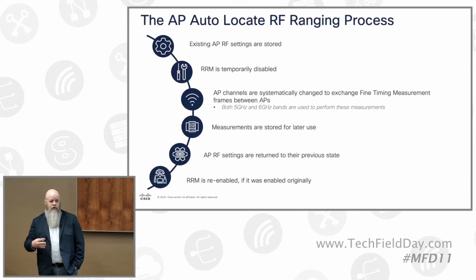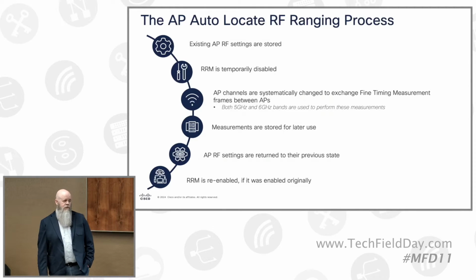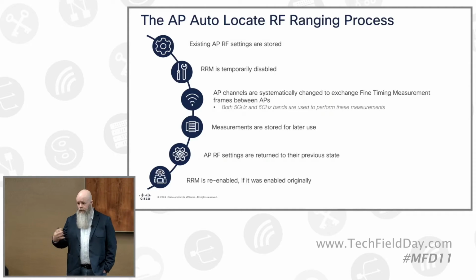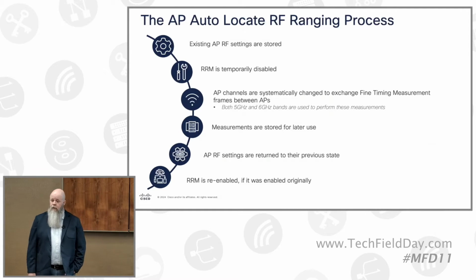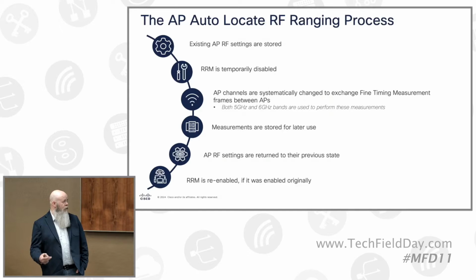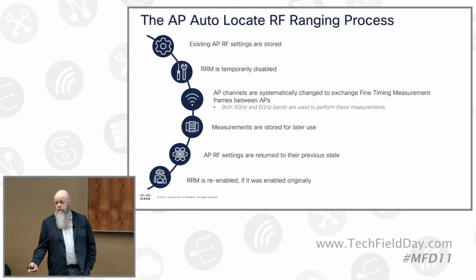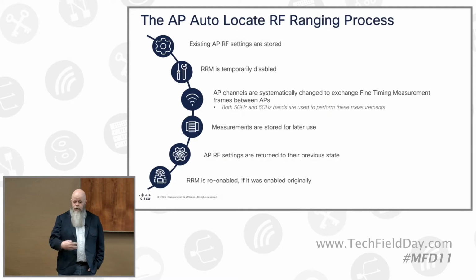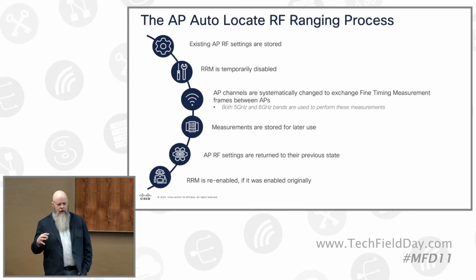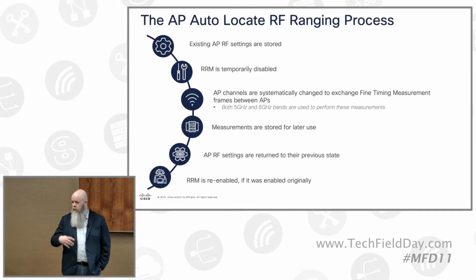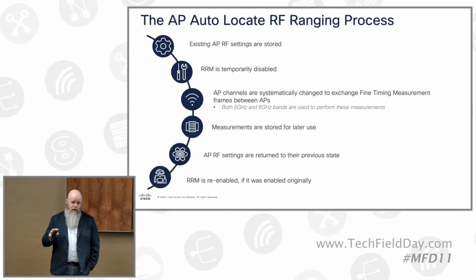And then it systematically changes the AP channels to a common channel so that they can range with each other. It actually uses a very wide channel as well because we get much better accuracy with that. We use both 5 and 6 gigahertz bands to do this. We don't do 2.4 because we don't get enough benefit from doing that. And the SSIDs and the radios are live at this time, but obviously not going to be a great experience when we're throwing them all in the same channel. So again, maintenance window.